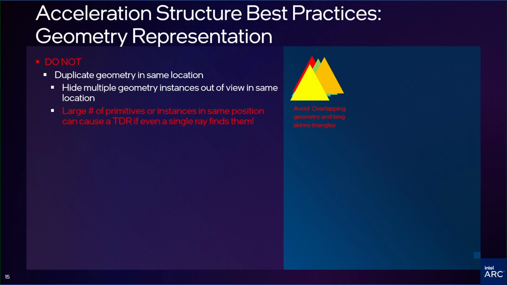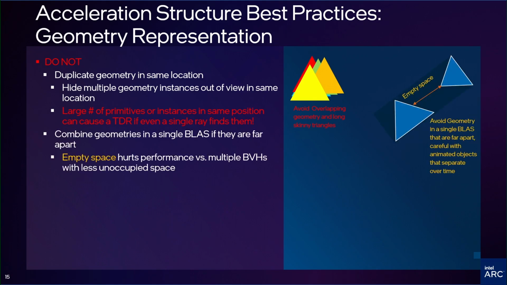But in the case of ray tracing, if any ray finds that geometry in the scene, it's going to end up bouncing around in there, and you can actually cause a TDR if even a single ray in the scene finds that geometry. So avoiding this overlapping case where we load the scene and put all our geometry somewhere, or just avoiding overlap in general, is a good practice.